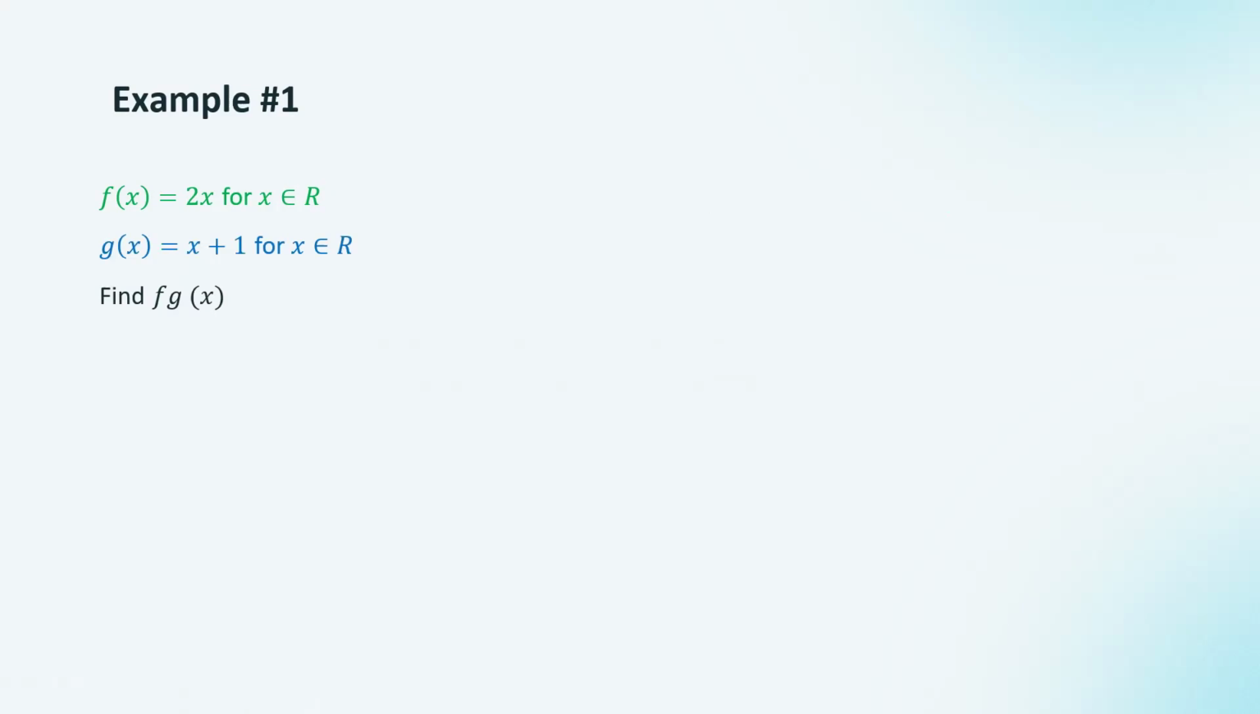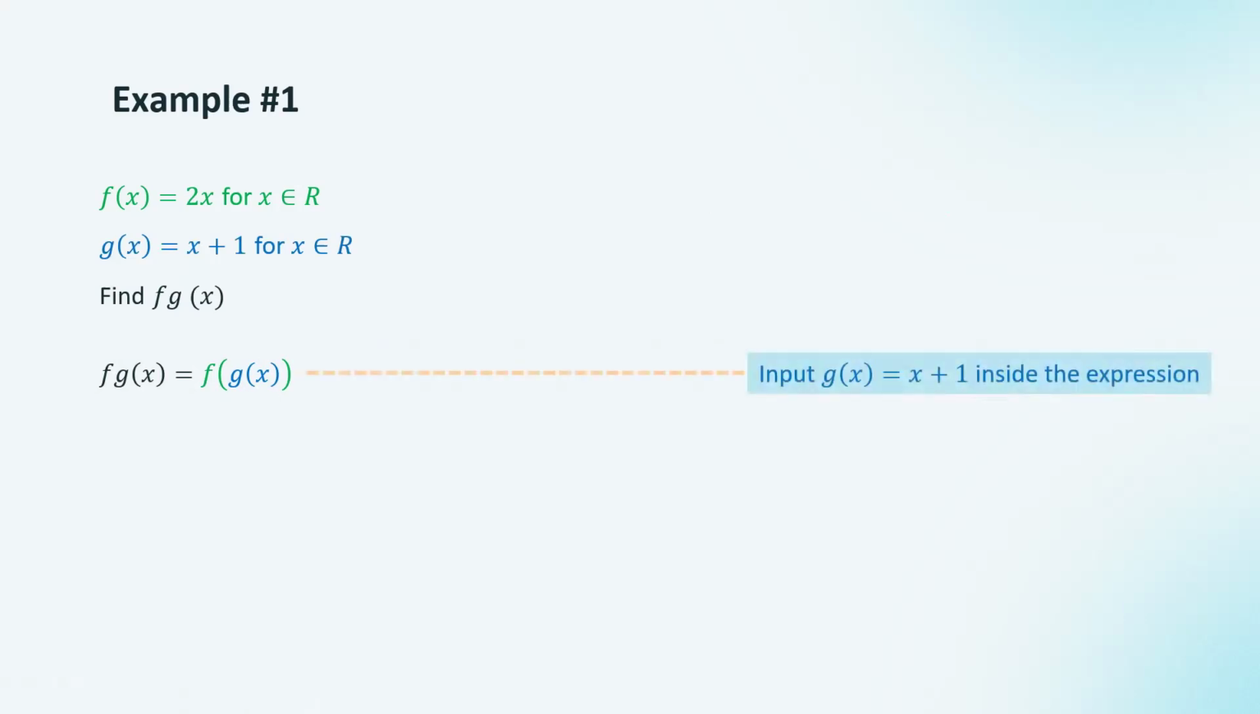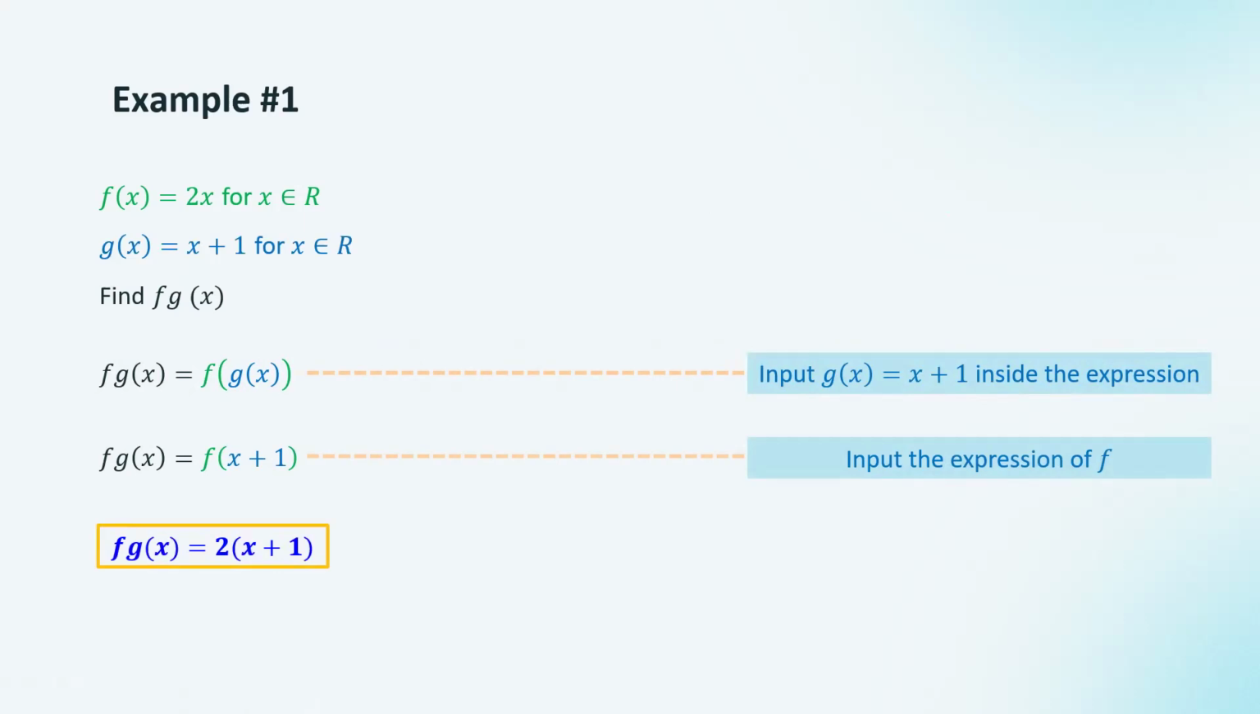Okay, let's try to remember what fg(x) is. fg(x) is going to be the function f with the input of g(x). So we can input g(x) equals x plus 1 inside the expression, which will look like this. And then we can input the expression of f. We know that f is actually 2x, but now we change the x into x plus 1, which will look like this. So that is the composite function fg(x). Pretty simple, right? Let's take a look at the next example.